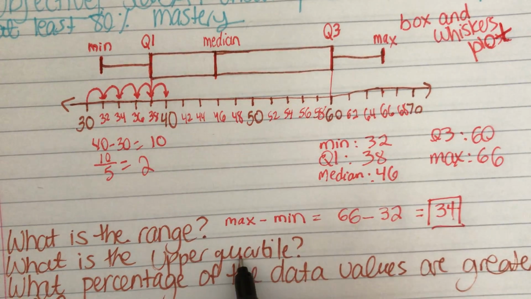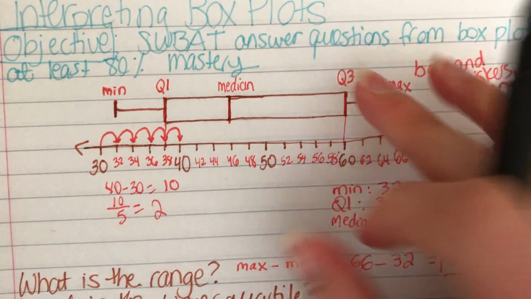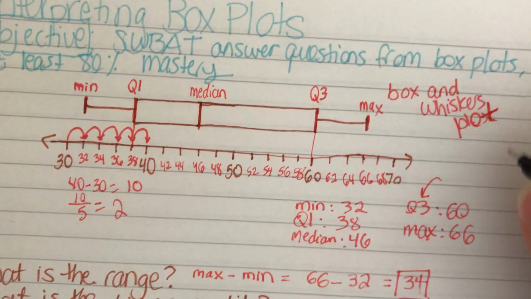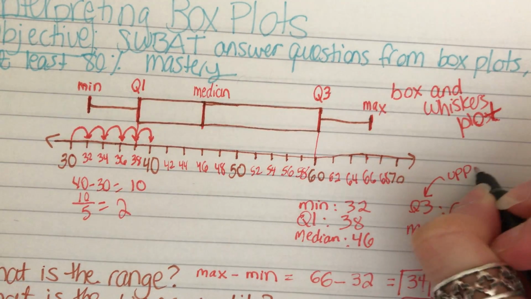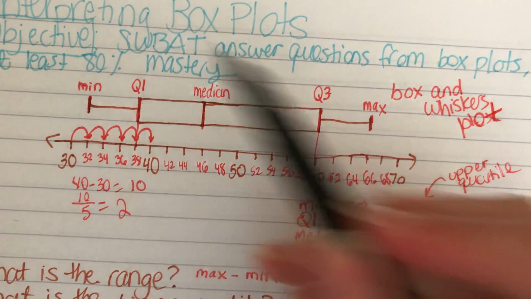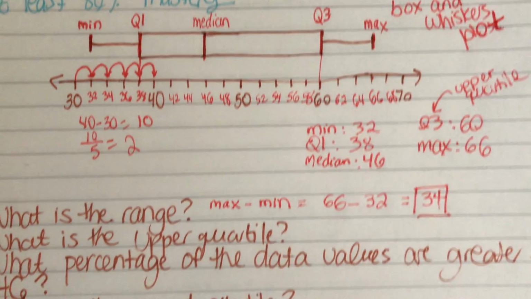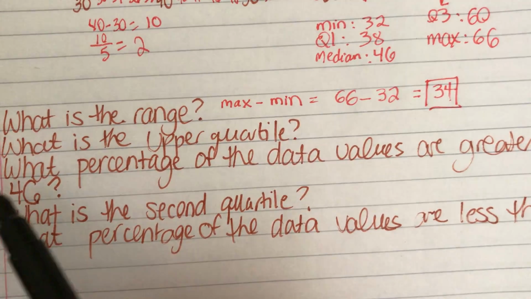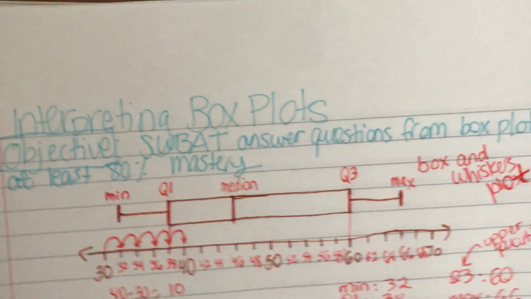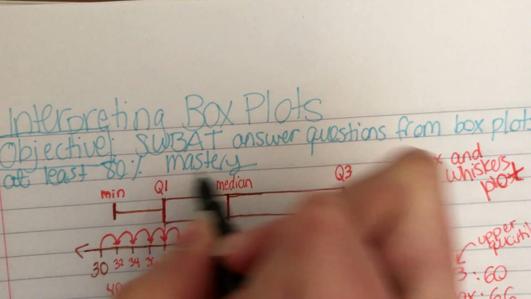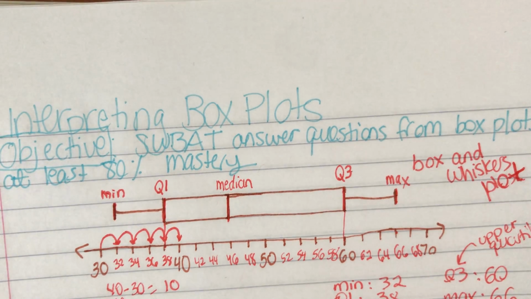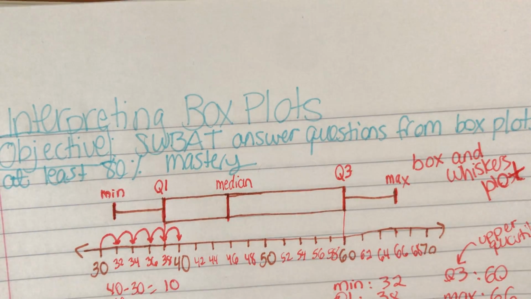What is the upper quartile? Upper quartile is just another way that we name the Q3. Over here where it says Q3, I'm just going to give ourselves a little reminder. We can also call this the upper quartile. It's the larger of the 2 quartiles that we have here, Q1 and Q3. Here's an interesting question. What percentage of the data values are greater than 46? Let's go back up here. In between each of these that we've labeled, 25% of the values go in between each of them. So let me change colors.